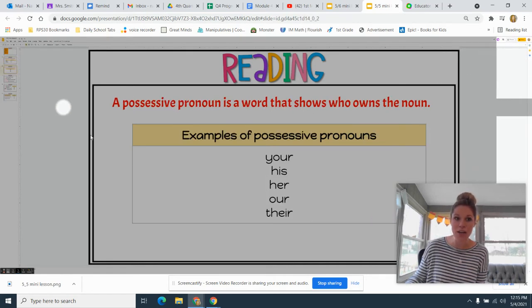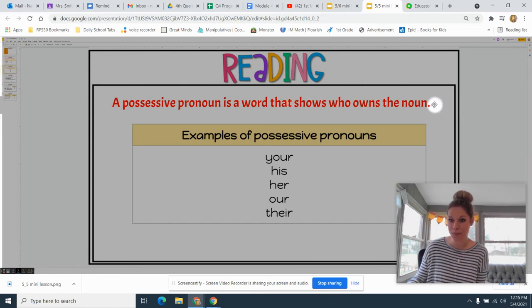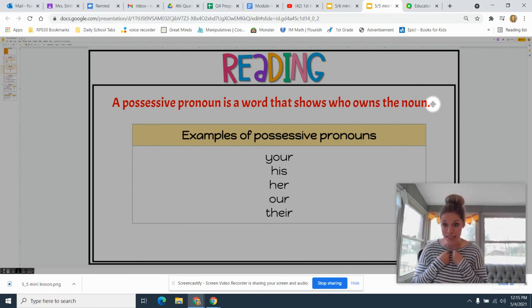Today we're going to talk about a new kind of pronoun, and it's called a possessive pronoun. A possessive pronoun is a word that shows who owns the noun. Okay, so if you possess something, it means you own it. This is my water bottle, or that tape is mine. We use words like my or mine to show that they belong to us.